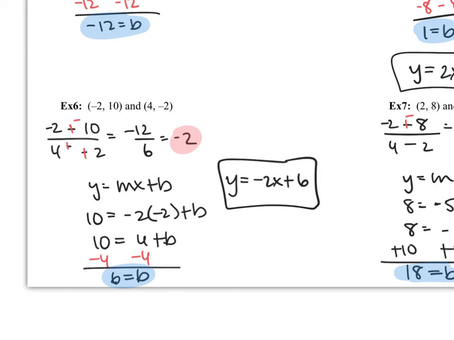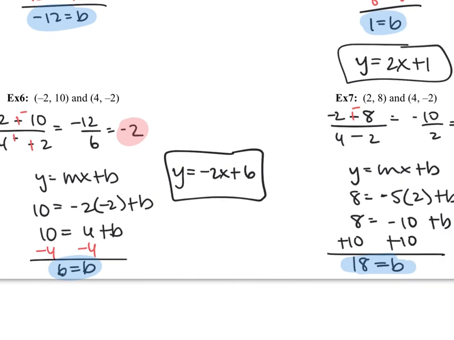On example 6, I did -2 minus 10, which I changed to plus negative, and 4 minus -2, which I did keep change opposite, which gave me a positive 6. -12 over 6 was -2, and then I just happened to use the first ordered pair. It really doesn't matter. You might like the second one better because it's smaller, but I used 10 for y, -2 for my slope, -2 for my x, and then I added my b. -2 times -2 is positive 4, which means to move it to the other side, I had to subtract it for a b value of 6. y equals -2x plus 6.